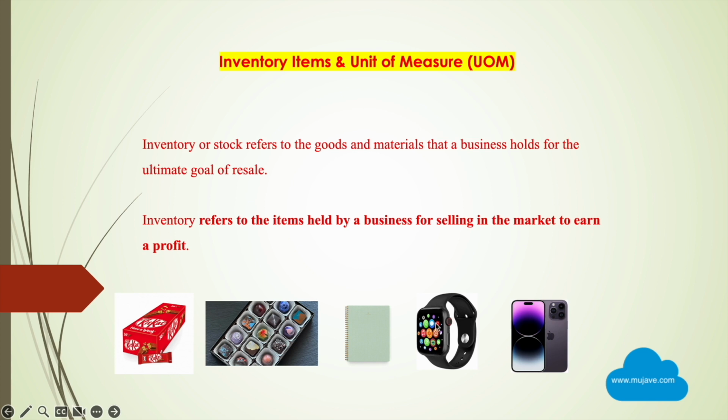For example, we can buy 1 carton of chocolate and we can sell it either as a whole carton or as a single piece of chocolate. This is what is called unit of measure. We will discuss more about it in the upcoming session of this lecture.